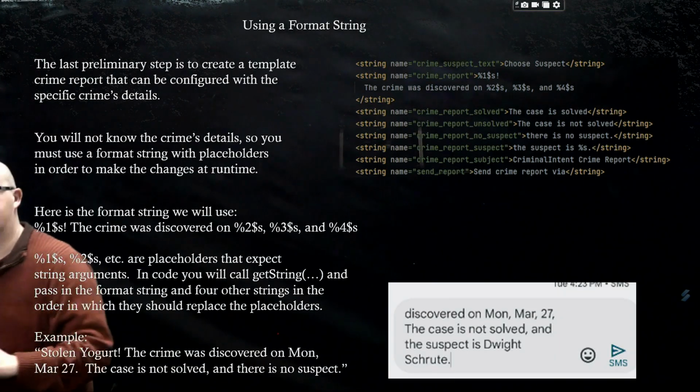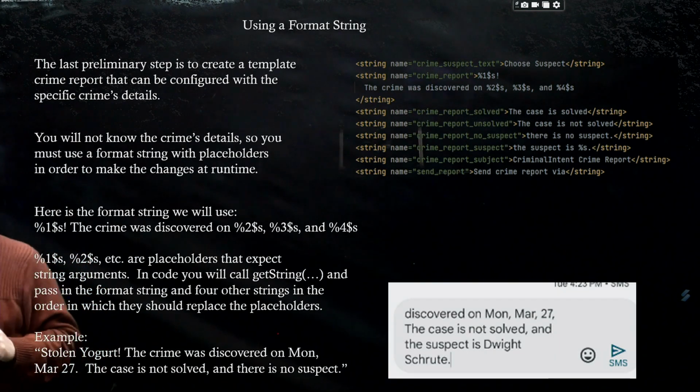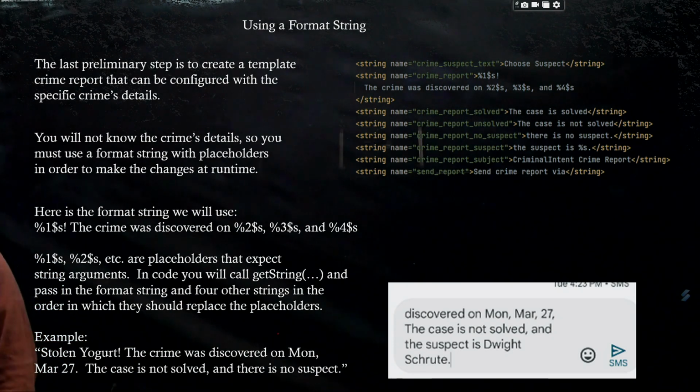There's no room on that slide for me, so I'll just stand over here. We don't know what the crime report is going to look like. It needs to be dynamic, so we are going to have placeholders. Here are the placeholders right here, and you can take a look at a good example of what should be shown.